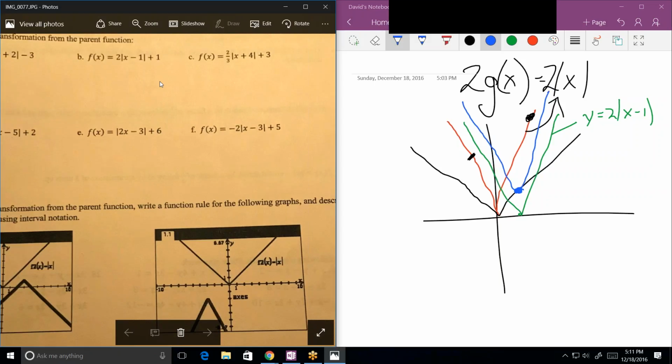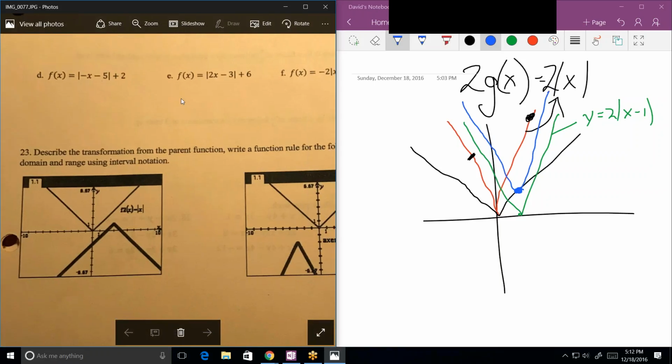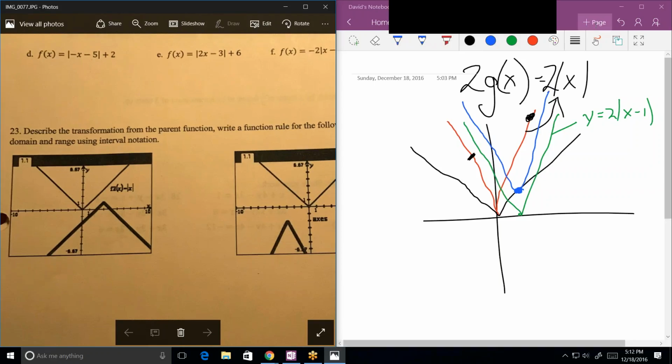I said it was a vertical shrink by 2/3 and then a horizontal shift left 4, up by 3. It's a vertical shrink by 2/3. You got that right. But then this 4 is what? Left 4. Good. And then the plus 3 is what? Up 3. Okay. That's all they're really asking. We won't go through graphing of it since we've done that.